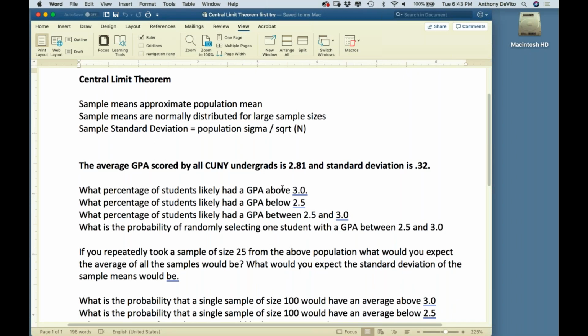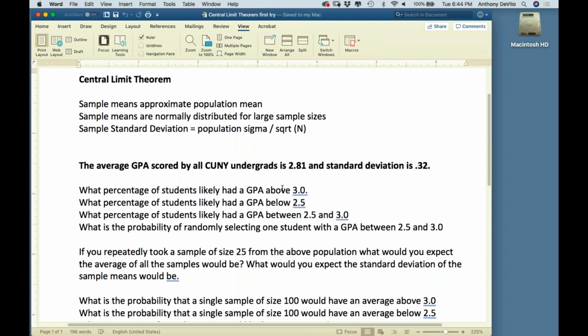I think we're ready now. I'm going to go through a quick, simple problem to contrast what's going on when we work with a population and what's going on when we work with a sample distribution.